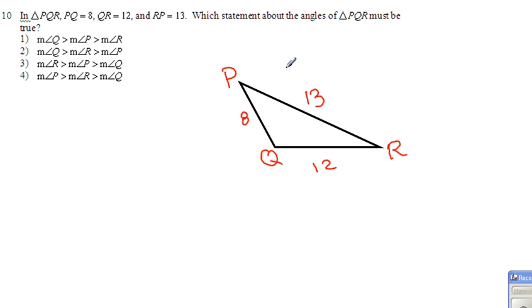Now, which statement about the angles of the triangle must be true? We realize that the longer the side, the bigger the angle is. The proof of this statement can be found in next year's Algebra 2 Trig, using the law of cosines. But for now, we're just going to use the observation. So here we have the angle opposite of 13. Angle Q must be the biggest, which gives us choice 1 and choice 2. But by the same logic, opposite of side 8 must be the smallest angle, so R must be the smallest, where Q must be the biggest, which means choice 1 will be our answer.